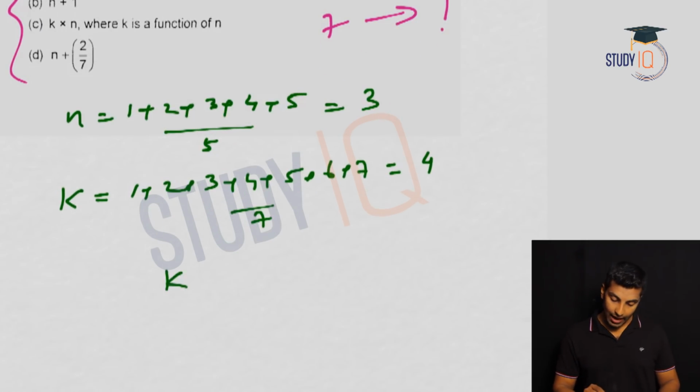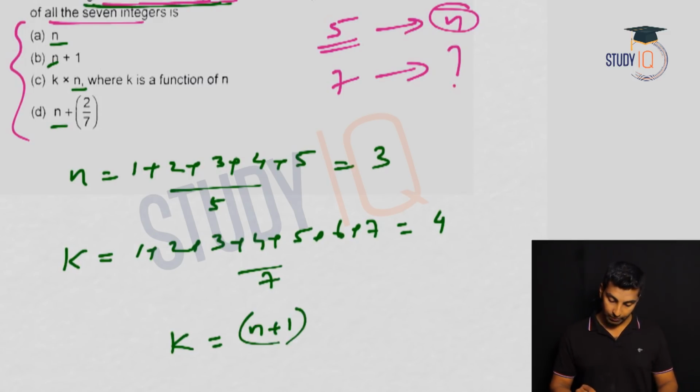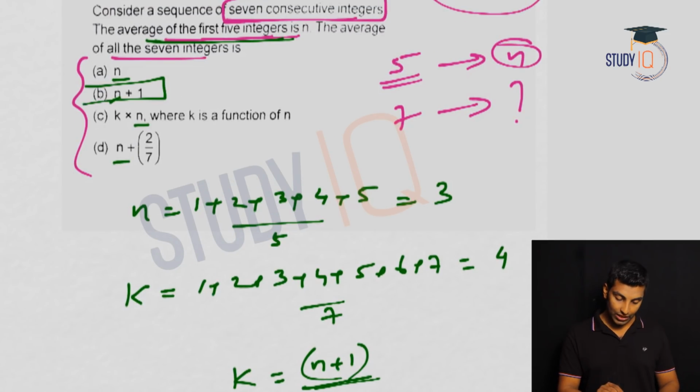So what is k? How is it related to n? Because if you see the answer choices, you can see n everywhere, so we need to find it in terms of n. So k is equal to n plus 1. Your answer for this question is B for Bombay.